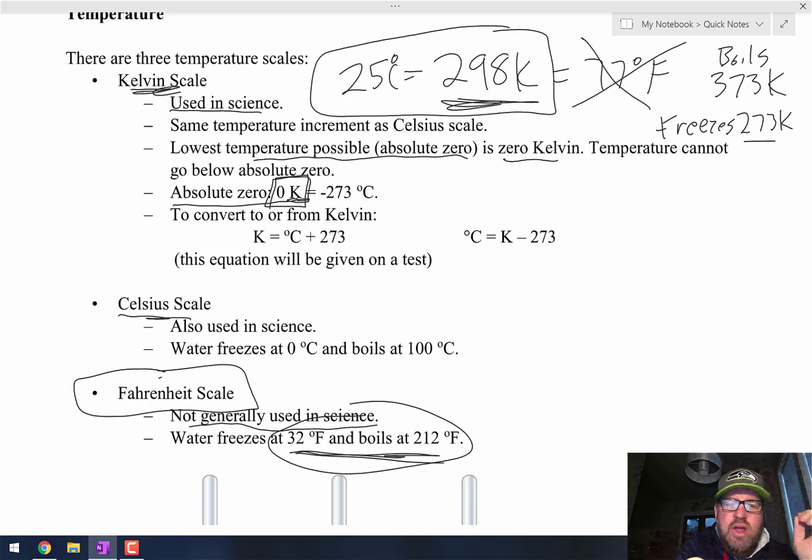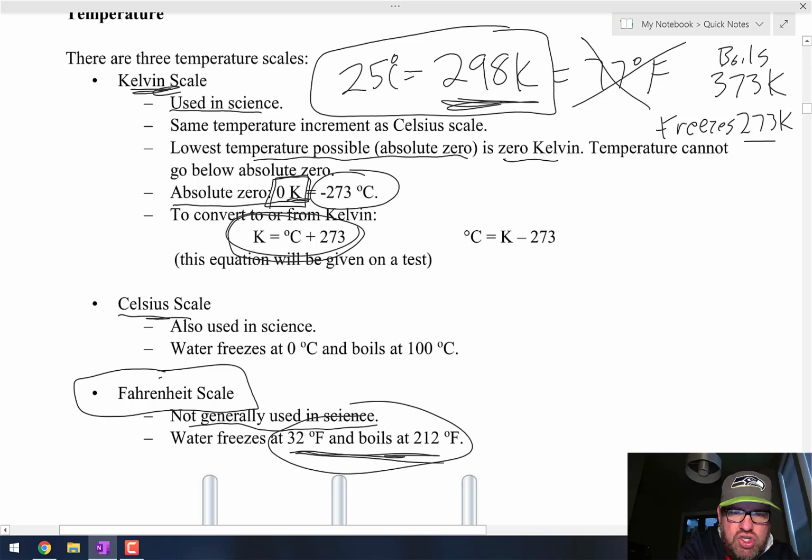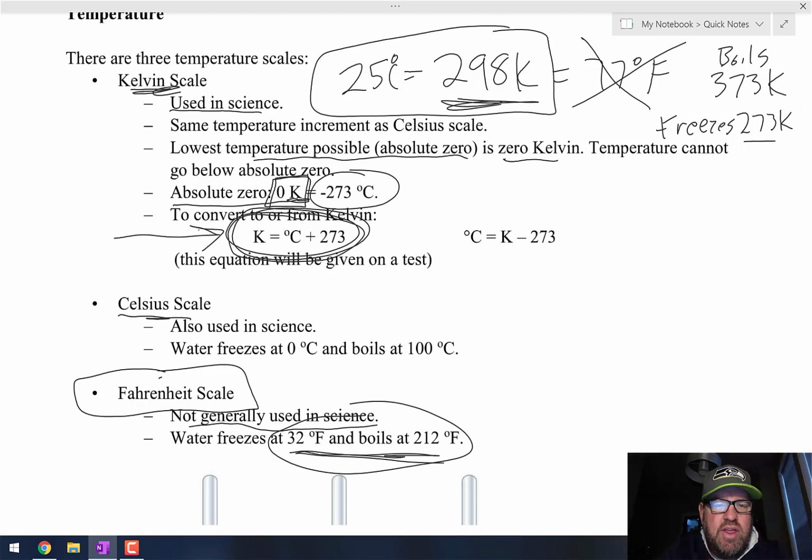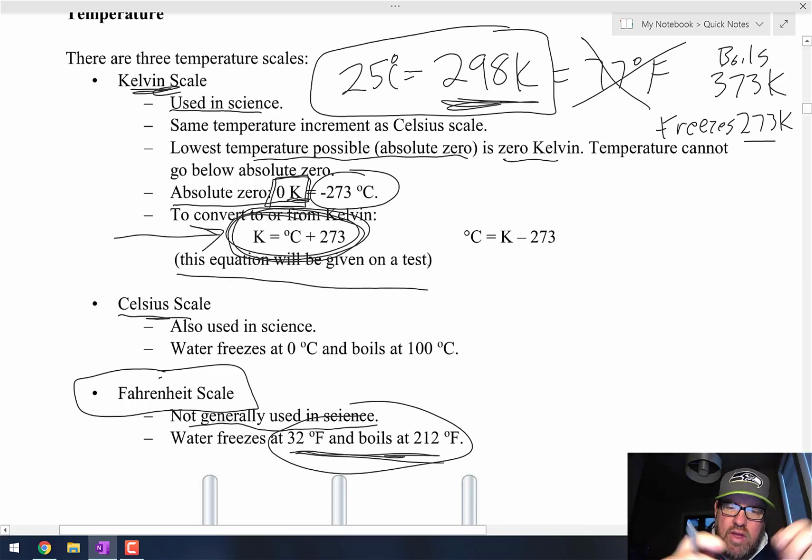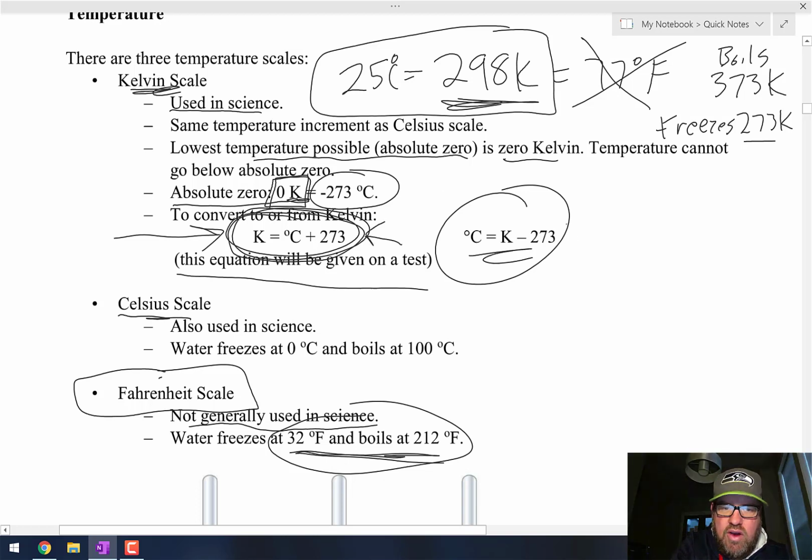And therefore, even in terms of Celsius, the lowest Celsius temperature you can get to is negative 273. And that's because the conversion from Celsius to Kelvin, this one right here, this is a big one, is you take whatever the Celsius temperature is, you simply add 273 to it, and that is the Kelvin temperature. And on the equation sheet, that equation is given. This one here is not, but obviously if you know this equation, you can figure out this equation.